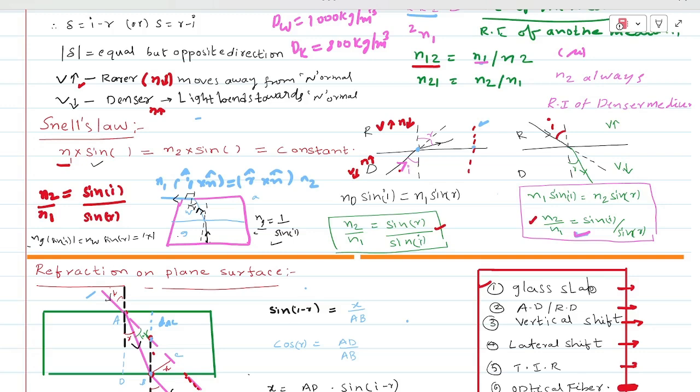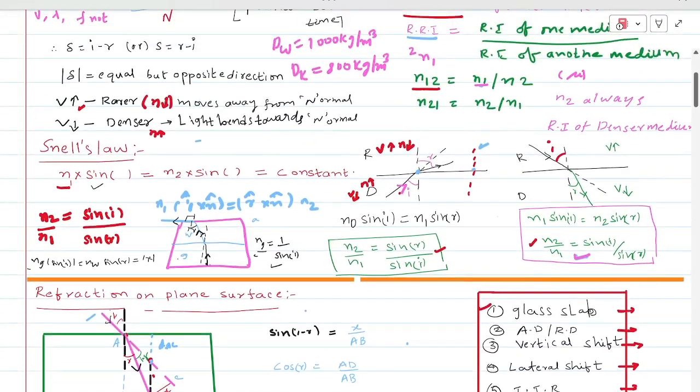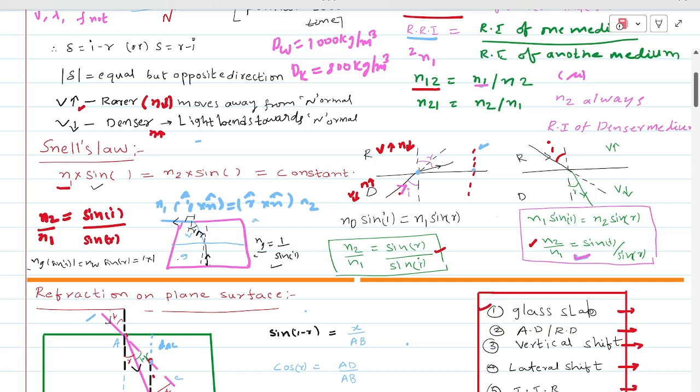So this is the introduction about refraction: the nature of the media, the refractive index, the absolute refractive index, and the relative refractive index. And here I forgot to tell about the refractive index. The refractive index is inversely proportional to velocity, and n1 by n2 is equal to v2 by v1. Since frequency is constant, this equals lambda 2 by lambda 1. So this is under refractive index.